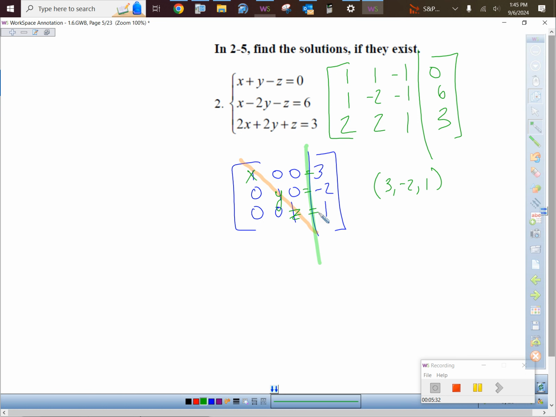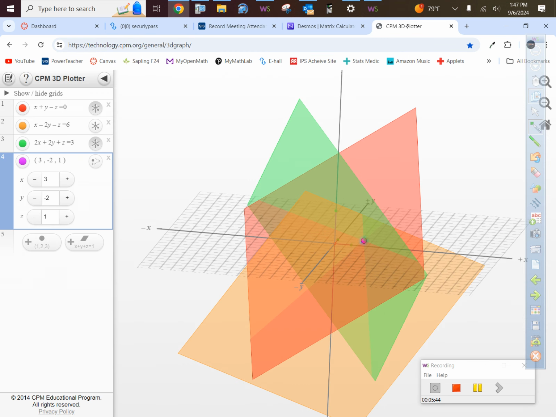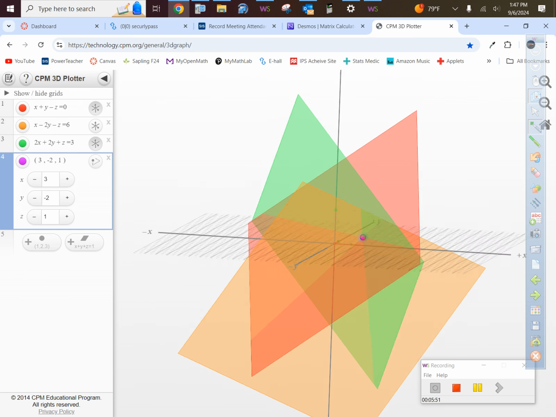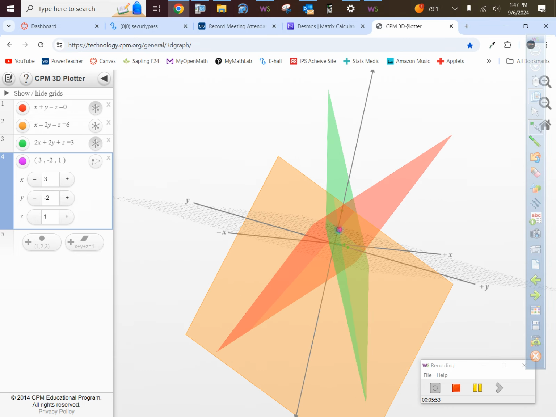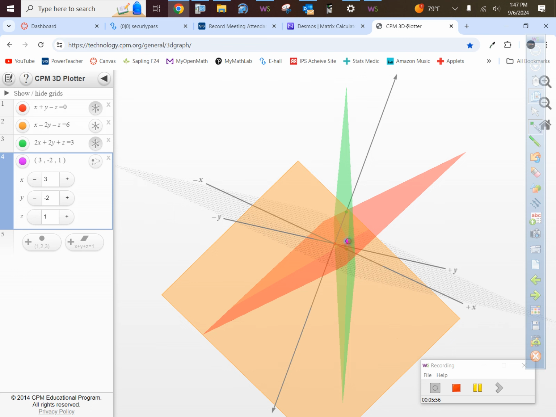And just because I'm awesome, have you ever seen that graphed before? When you graph something with 3 variables, it makes a plane. And I have graphed all 3 of those guys right there. So if you look up here in the upper left, those are those 3 equations. And do you see that those 3 planes just intersect in that one point right there? That ordered triple is at 3, -2, 1.